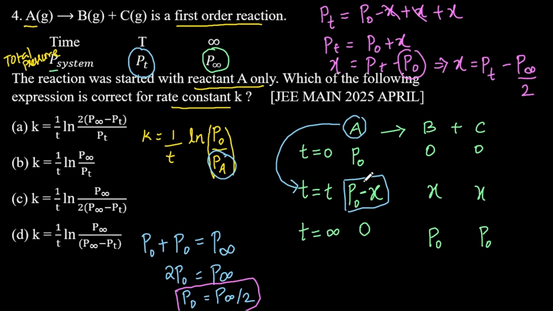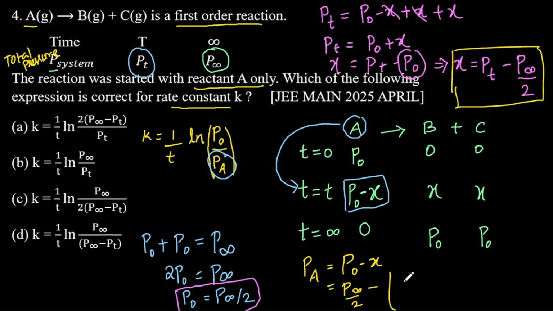But we want the value of Pa. So how will you find Pa? The partial pressure of A after some time is, as we have given, the expression P naught minus X. What is P naught? P naught is P infinity divided by 2, minus X. What is the value of X? We got the value of X. It is Pt minus P infinity divided by 2. So I will continue in the next page.